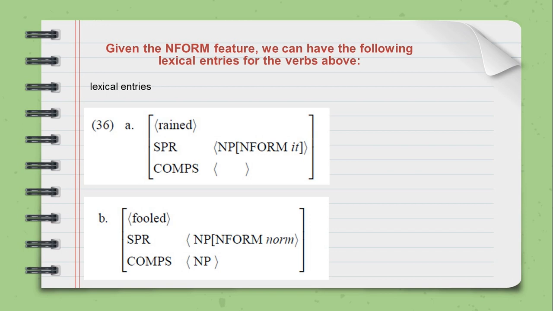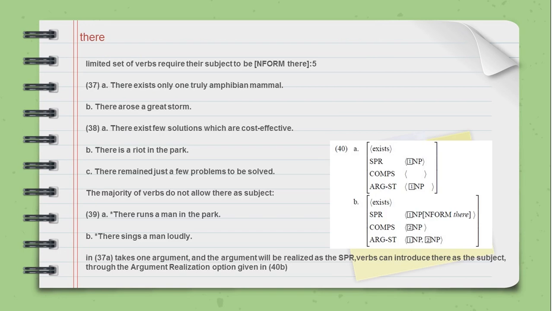And then we can also see that only a limited set of verbs require their subject to be noun form there. 37. A. There exists only one truly amphibian mammal. B. There arose a great storm. And then 38. A. There exist few solutions which are cost effective. B. There is a riot in the park. C. There remained just a few problems to be solved.